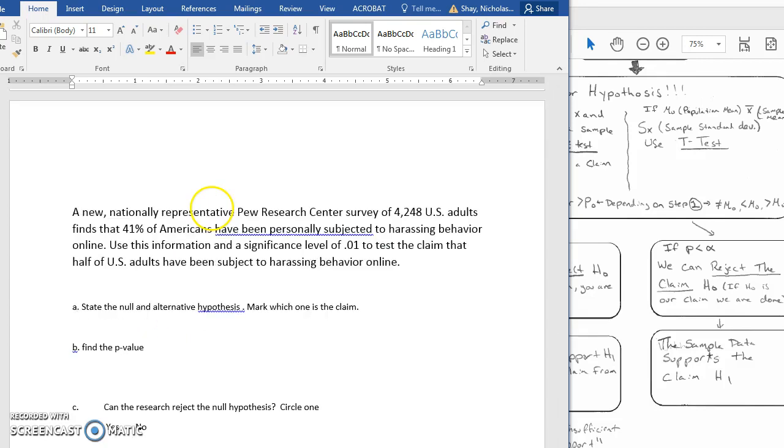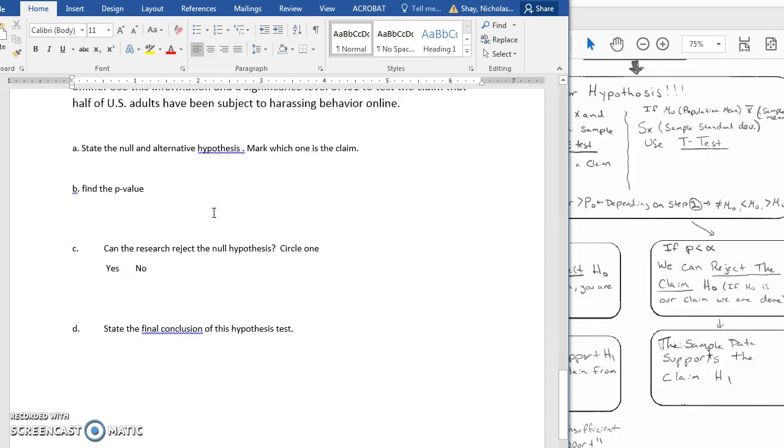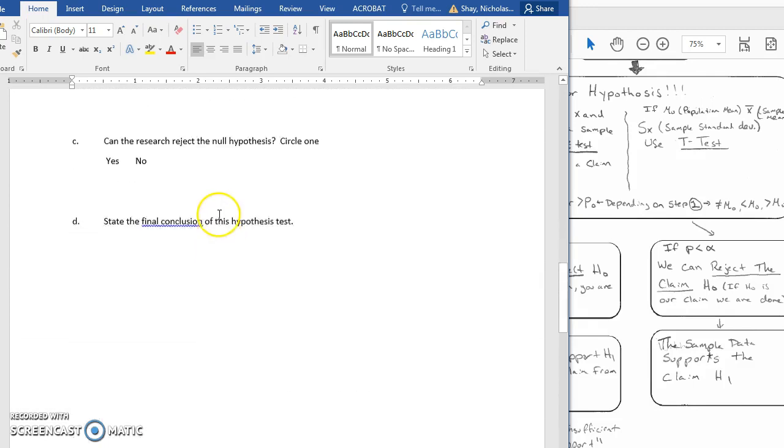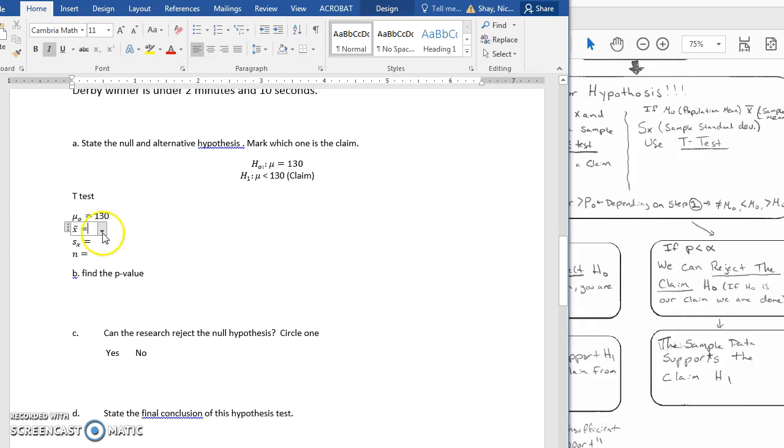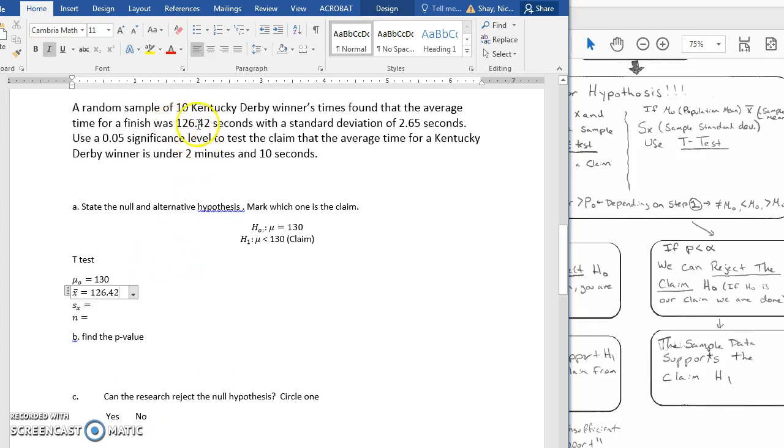Our sample mean is going to be 126.42. Again, that comes from right here. Our sample standard deviation was 2.65. And how many sample times did we get? We got a total of 10.